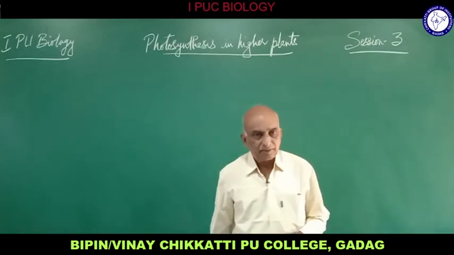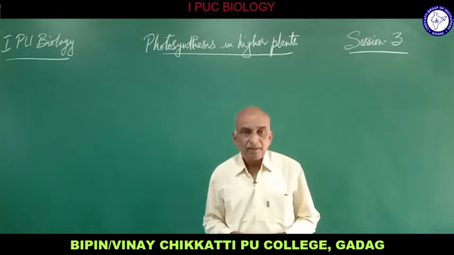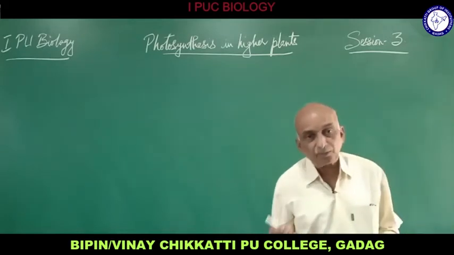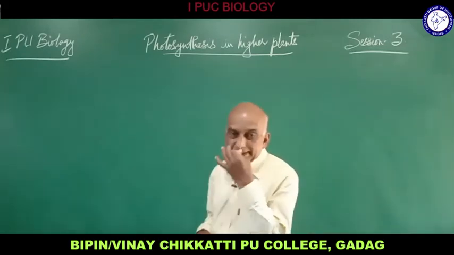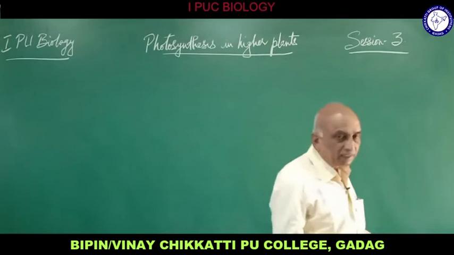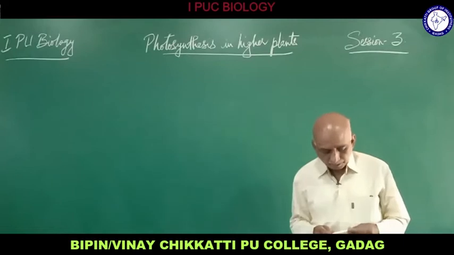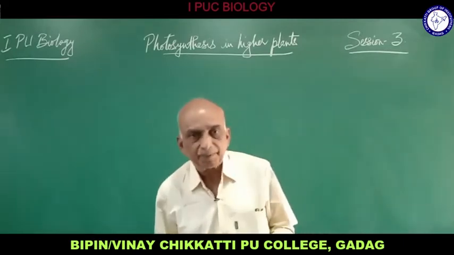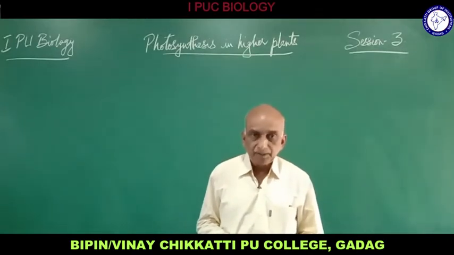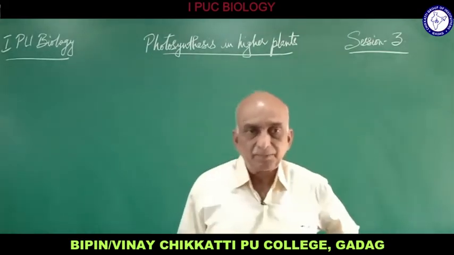The electrons of PS2 are received by pheophytin, and from pheophytin they are passed on to a series of cytochromes. When they pass through the series of cytochromes, the electrons release energy, which is used in the formation of ATP. After releasing the energy, these electrons occupy PS1. See, the electrons of PS2 occupy PS1 after formation of ATP.